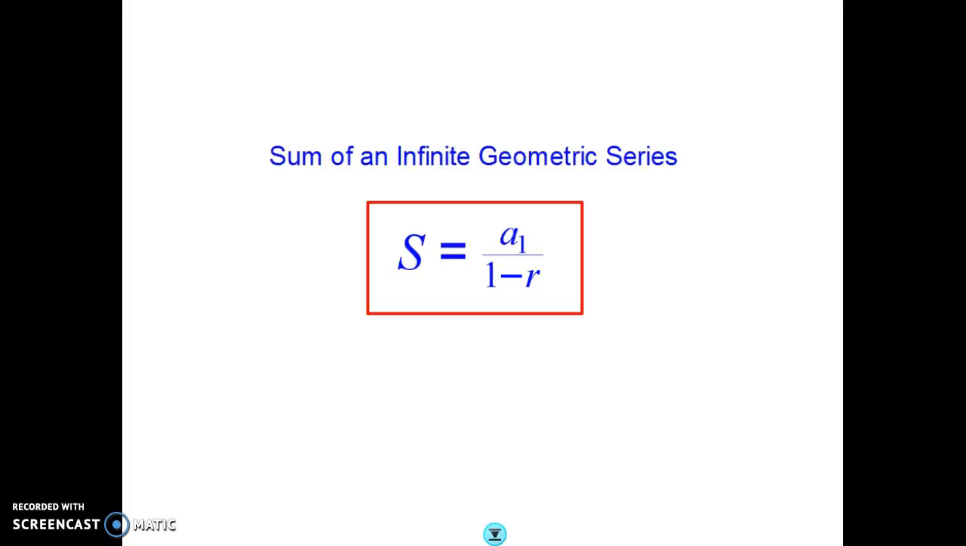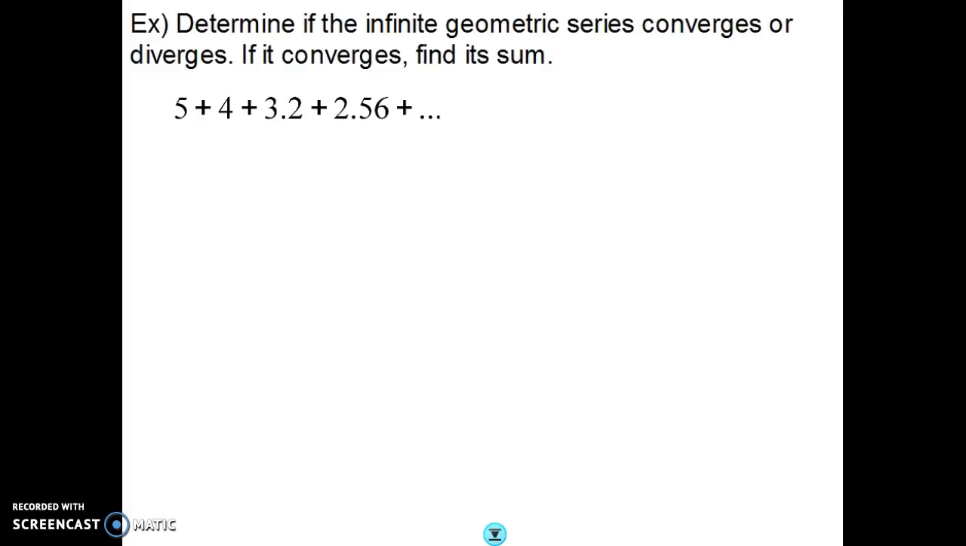The formula for finding this sum is actually easier than the one for a partial sum. It's just a sub 1 divided by 1 minus r. So let's try to apply that in a couple cases. In this first one, we have to first determine, does it actually converge or not? And then if it does converge, we can find the sum.